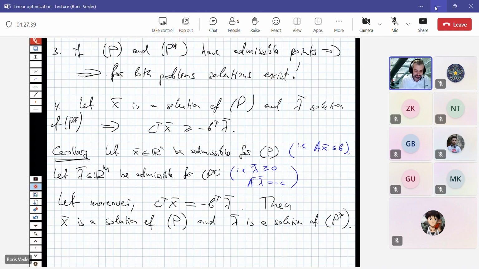Okay, it's clear what we would like to prove. We would like to prove that if we found an admissible point for the original problem, an admissible point for the dual problem, and the values of the functionals are equal, then we already found solutions. This is one of the ways also to check if something is already a solution.